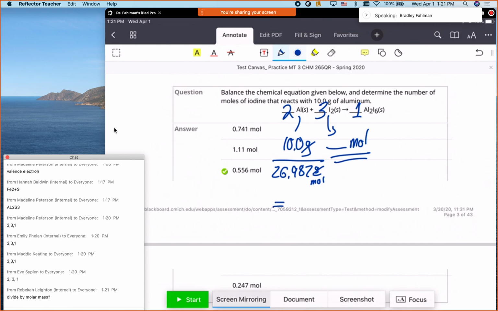Okay, so 10 divided by that. 10, and then 26.982. So that's 0.371 moles of aluminum. Okay. So now, how do you get the moles of iodine?